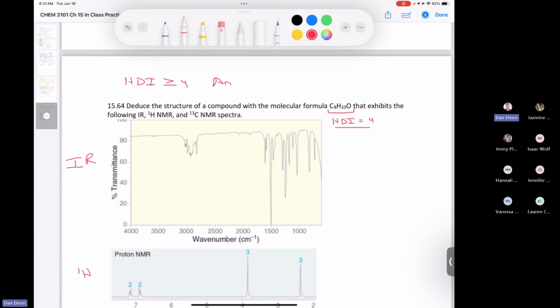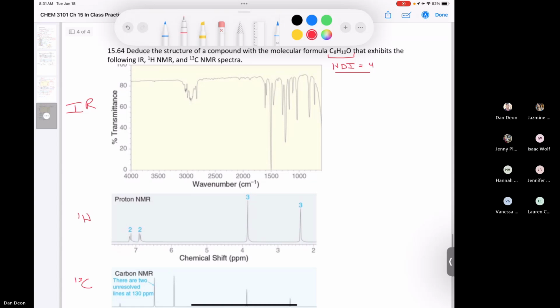So you ask yourself, is this aromatic? Jenny, is this an aromatic compound? Anybody figure, is it aromatic, yes or no? Just by taking a quick glance at the proton and the IR, would you say it is an aromatic compound? And it's not a trick question. Yeah, absolutely. You can see you have aromatic protons here. So it's definitely aromatic.